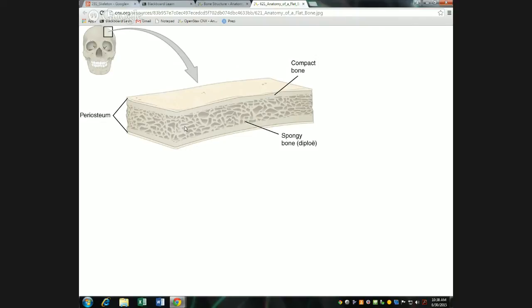It has periosteum on the outside surfaces, both for the cranium, the outer surface of your skull, and the inner surface of the cranial cavity. There's no space in the middle like with the diaphysis of the long bone, so there's just the periosteum on either side.